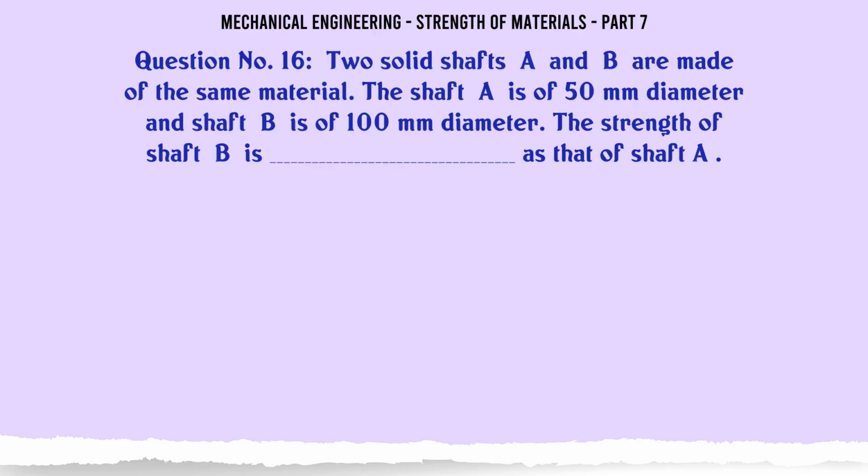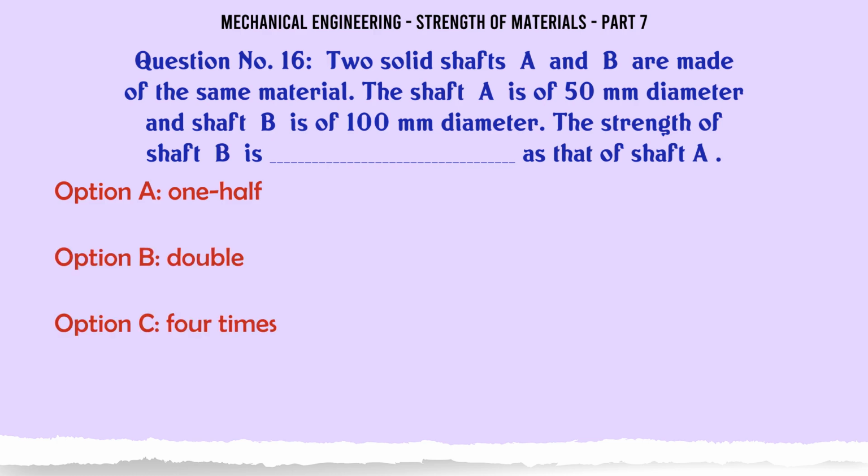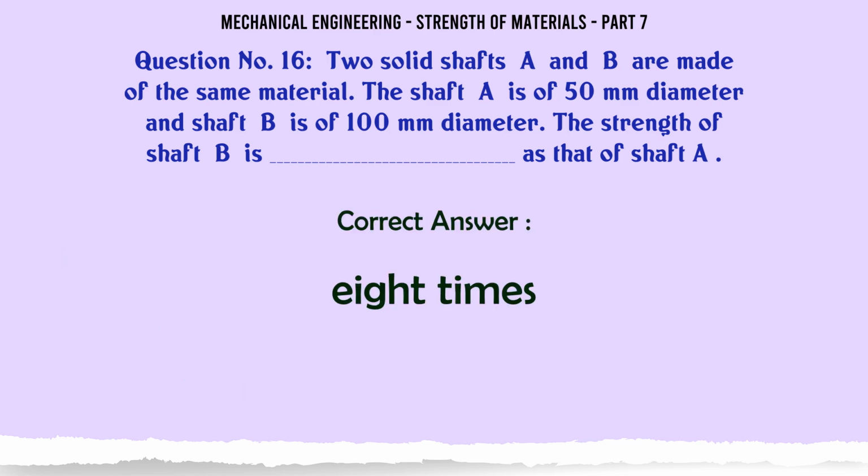Two solid shafts A and B are made of the same material. The shaft A is of 50 mm diameter and shaft B is of 100 mm diameter. The strength of shaft B is as that of shaft A. A. 1/2. B. double. C. 4 times. D. 8 times. The correct answer is 8 times.